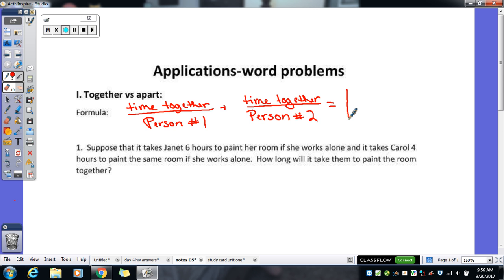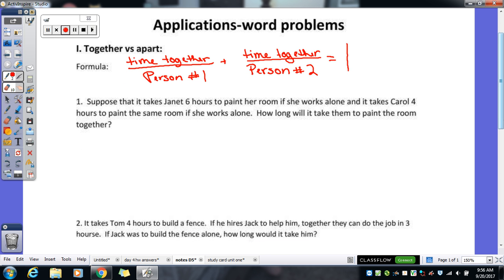So if we take a look at our first one here, suppose it takes Janet 6 hours to paint her room if she works alone, and it takes Carol 4 hours to paint the same room if she works alone. They want to know how long it will take for them to paint the room together. So that's actually going to be our x, in our numerator. We'll put Janet first. It takes her 6 hours, so it's x over 6, time together over Janet's time, plus time together over Carol's time, which would be a 4. And it's going to equal 1, because again, we're looking for how long it would take for them to paint one whole room together.